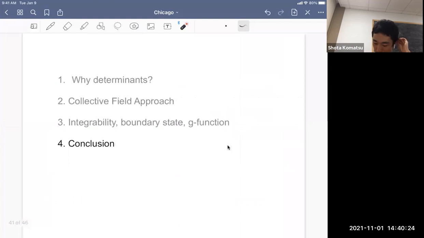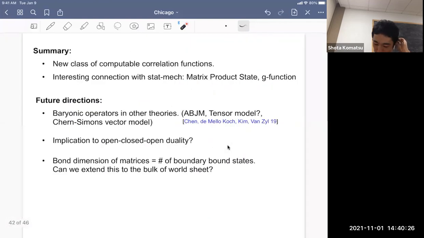Okay, so let me just conclude now. The summary is that there is now a new class of computable correlation functions in N=4 super Yang-Mills. And there was an interesting connection with statistical mechanics, like matrix product states and the g function. And for future directions, there are several things that we can hope to do.